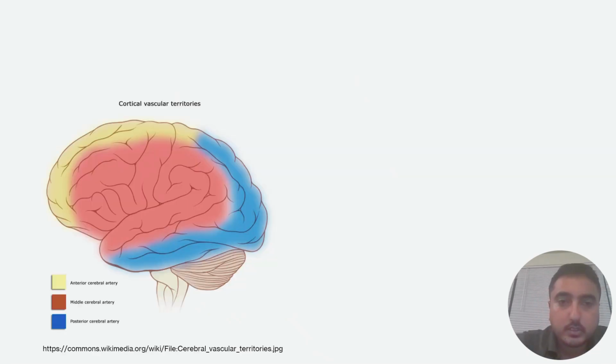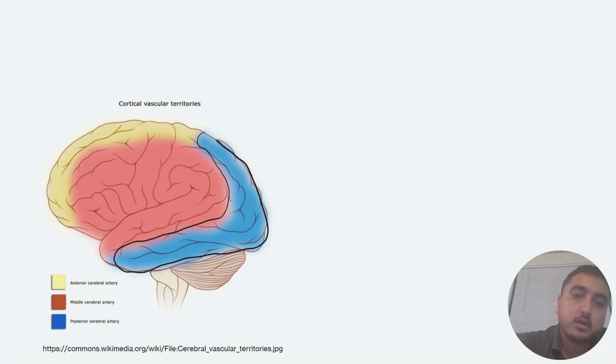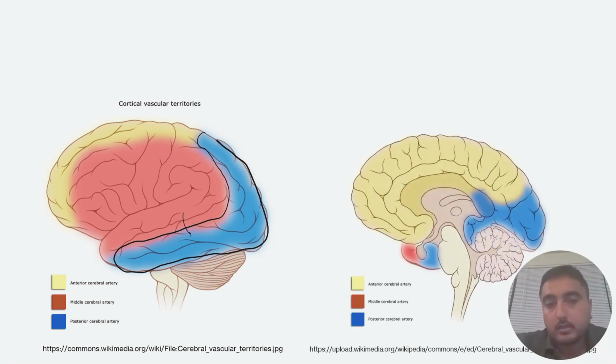As you can see over here, we are seeing the left cerebral hemisphere. The posterior cerebral artery is supplying this area in the occipital cortex as well as the inferior temporal lobe. If we cut the brain into two halves and see from inside, the posterior cerebral artery is supplying this portion of the corpus callosum. This portion at the back of the corpus callosum is called the splenium. So the PCA is also supplying the splenium.